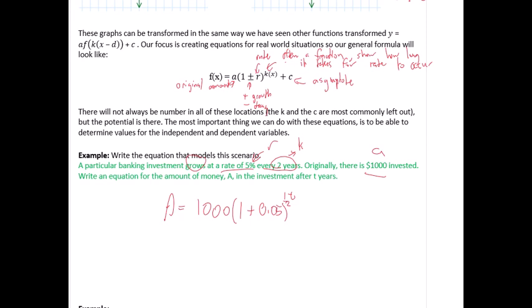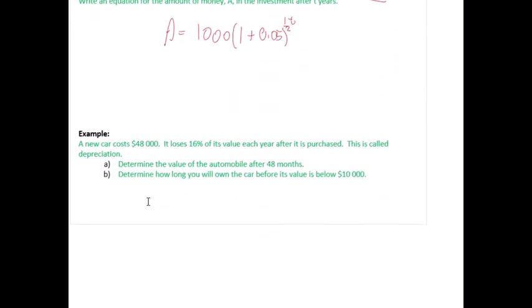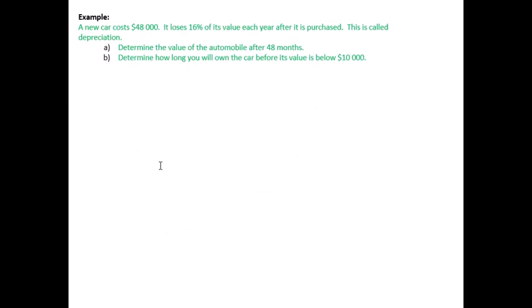Now, let's say there was a certain amount that they could not go beyond, then that would be your C value here. You'd have an asymptote for this. But let's look at an example where we actually have to solve for x and solve for y.